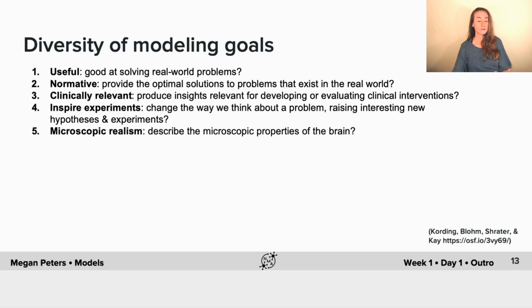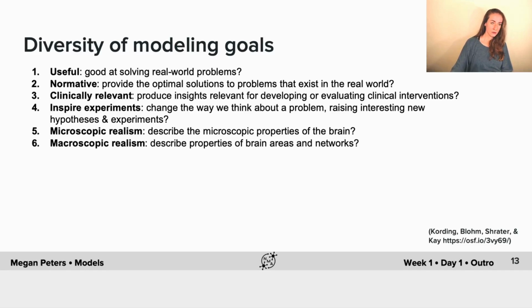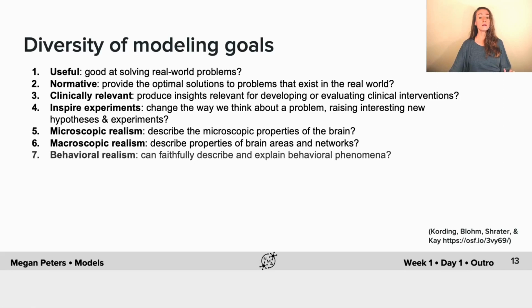You also maybe want your model to have microscopic realism. You want to describe microscopic properties of the brain, like synaptic or pharmacological or cellular level properties. Or you might care about macroscopic realism, to describe properties of brain areas and networks instead. You also might want behavioral realism. So there are some models that can faithfully describe and explain behavioral phenomena. Is this one of the types of things that you're interested in doing?